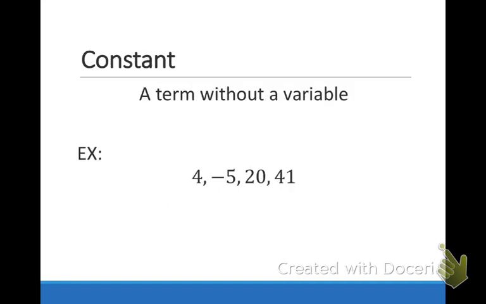As I continue on here with my vocabulary, I have a constant. I think of constant as something that is not changing, and when I have a number by itself, a term with no variable, that value is not changing. It's not being multiplied or divided by anything at this point. So, for example, the number 4, -5, 20, 41, they are all constants because they do not have a variable with them.